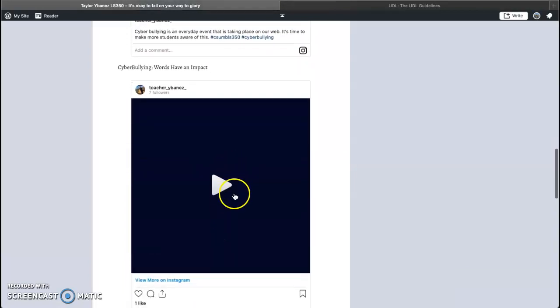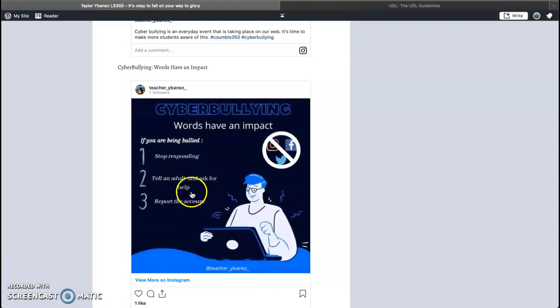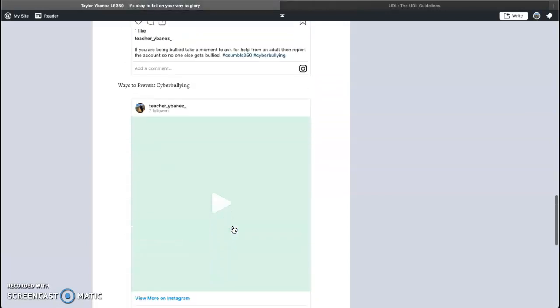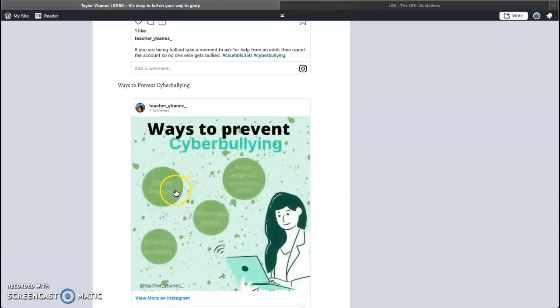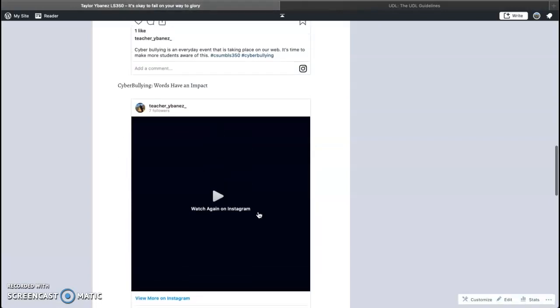Second is ways to report a cyberbullier: stop responding, tell an adult and ask for help, and report your account. Third are ways to prevent cyberbullying: spread positivity, encourage others, be kind to everyone, and report the people who are being cyberbullied.